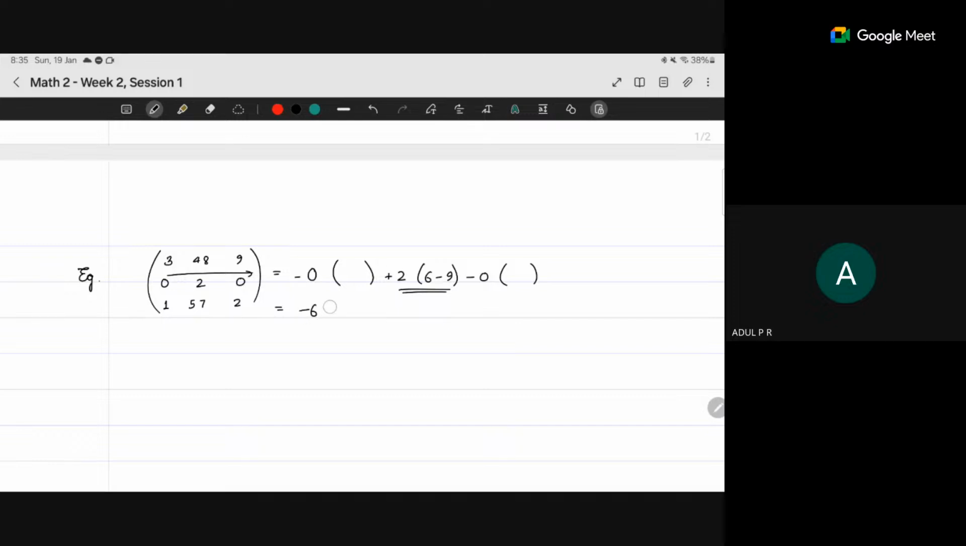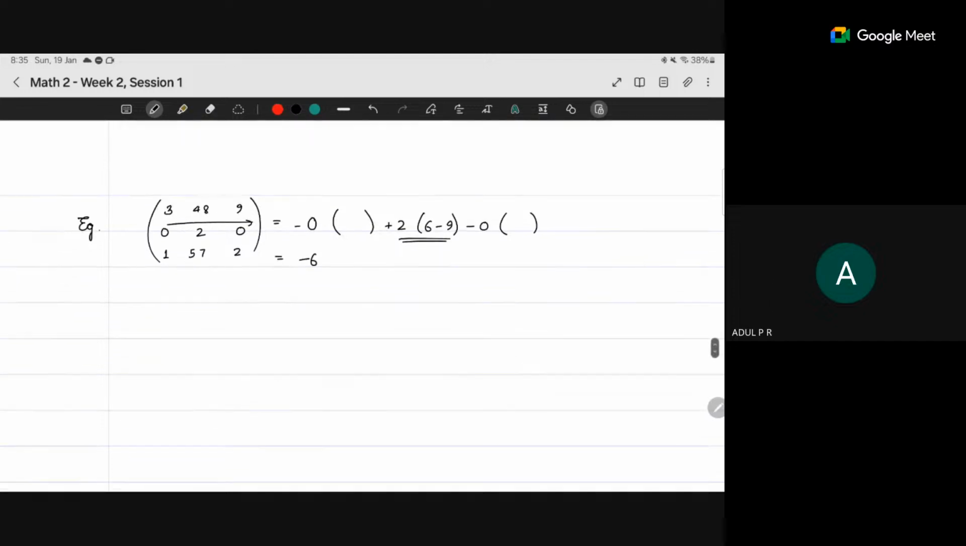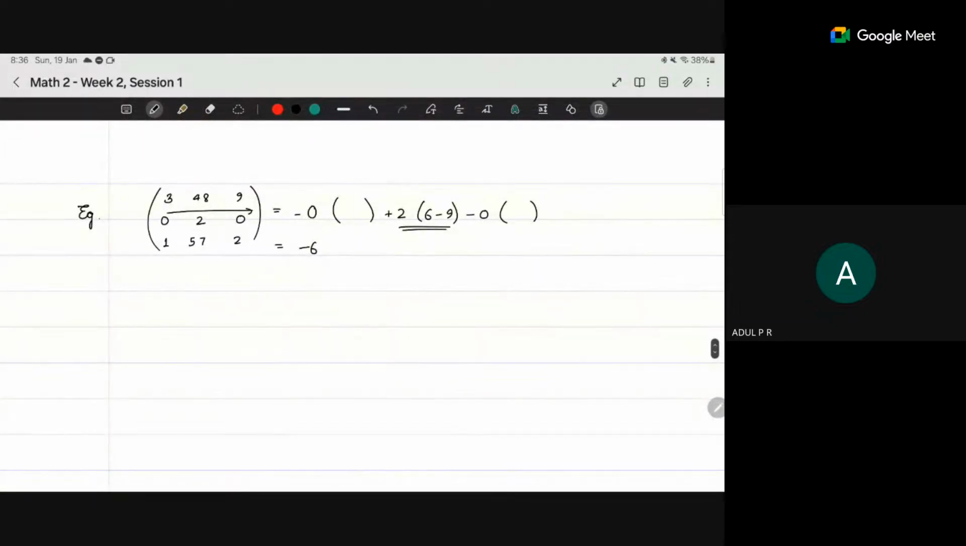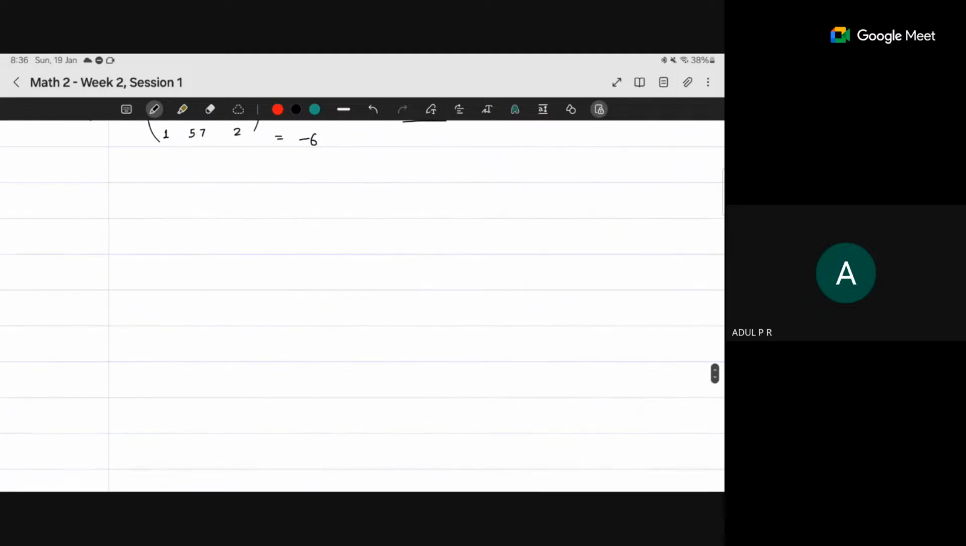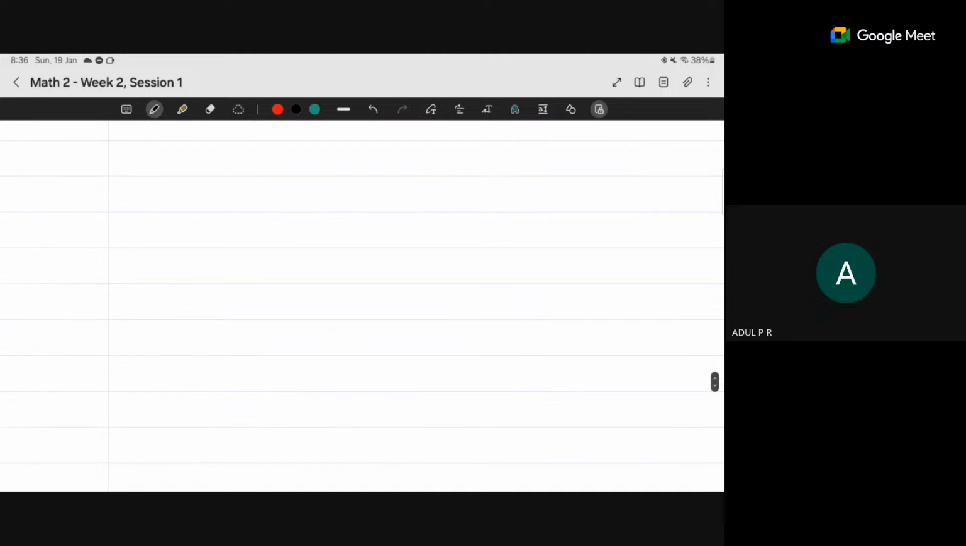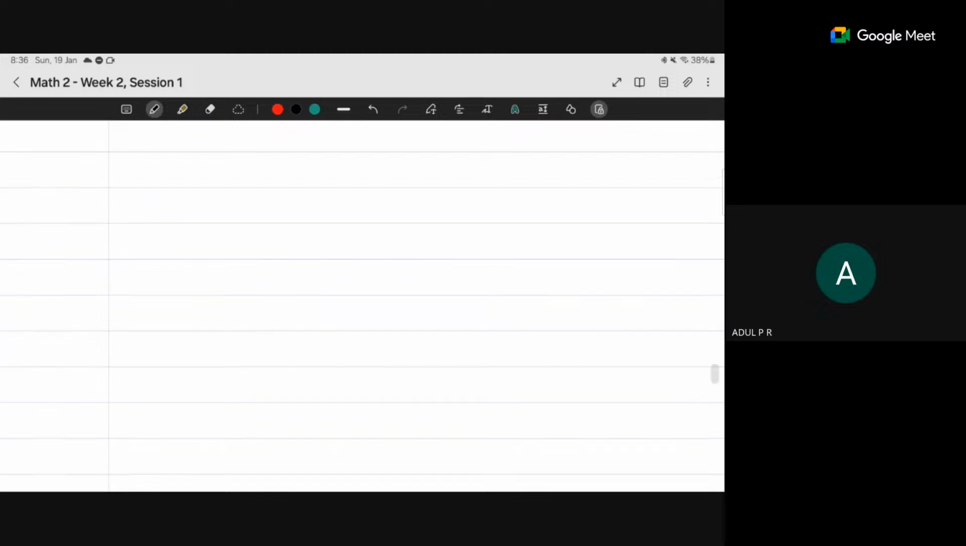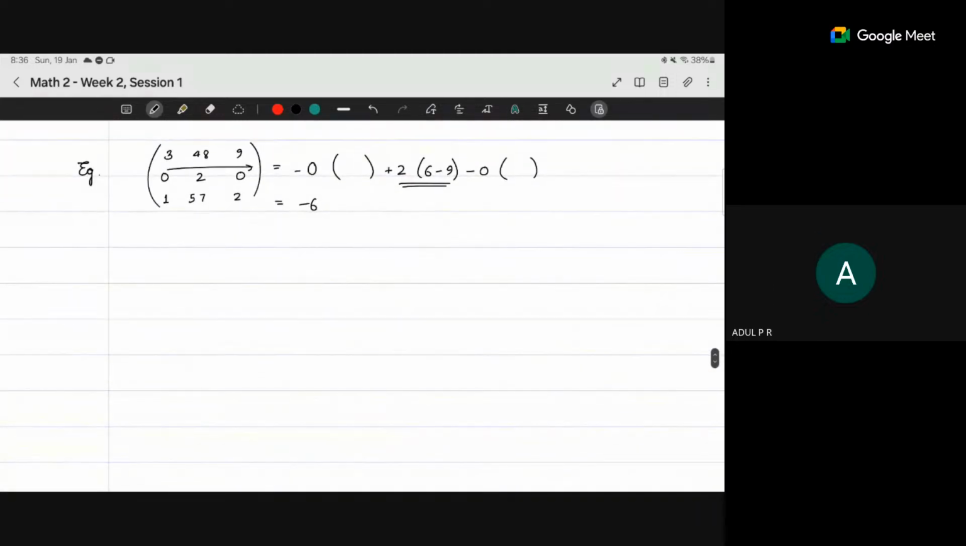So this is just an example where a particular choice of row or column to compute the determinant gives you the result faster, at least from a human perspective. Yeah. And that is about how to compute determinants. And this was for now 3 cross 3 matrices.